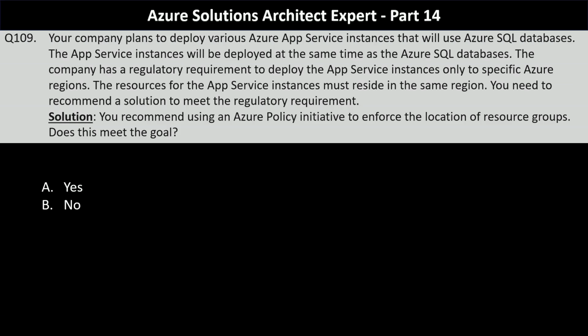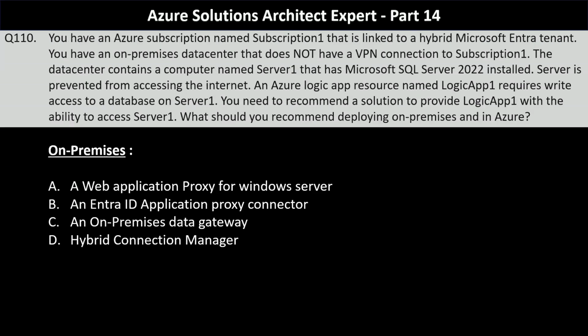And the solution you choose is you recommend using an Azure policy initiative to enforce the location of resource groups. Does this meet the goal? You need to tell whether this is right or wrong. And friends, this is the incorrect solution. The location of the resource group has nothing to do with the location of the resources inside the resource group. You will need to enforce the policy directly on the resources themselves to ensure they are deployed in the same region.